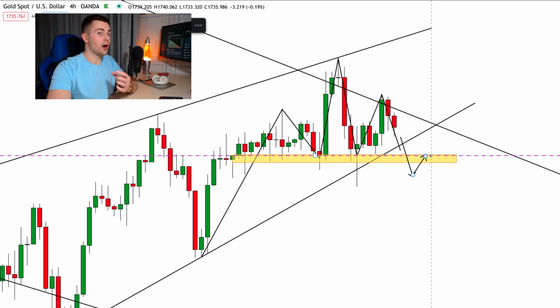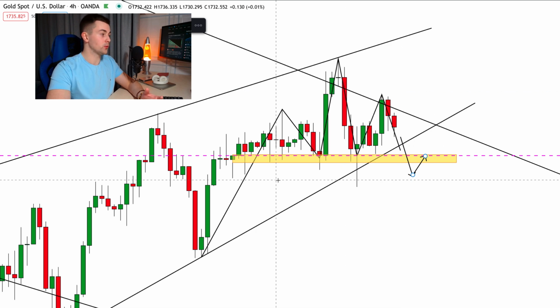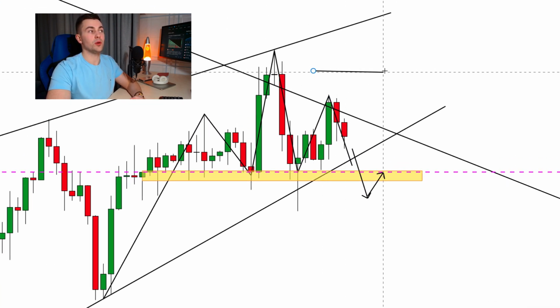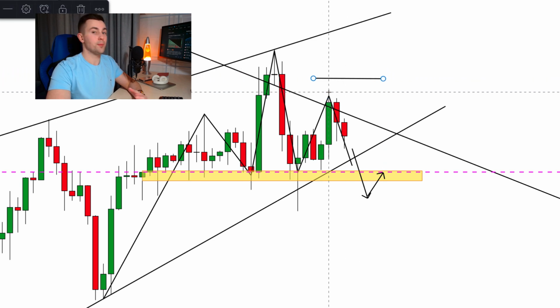Where will be our stop right here? With the stop placement, I prefer to set my stop above the right shoulder of the head and shoulders pattern. So here's our right shoulder, so the stop will be right here. Yes, we need to give the market sufficient space above the right shoulder.